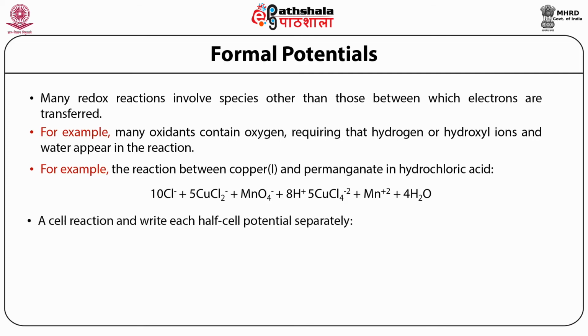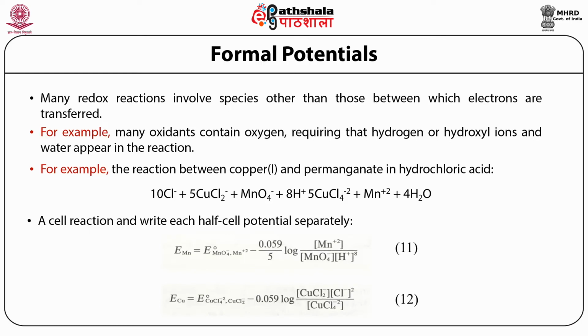Here we can say that a cell reaction is written as half cell potentials, which are written separately, E representation for manganese separately and copper separately, as you can see from equations 11 and 12, where we have applied the Nernst equation. Here the Nernst equation has been applied and we have taken the oxidation number for both cases.